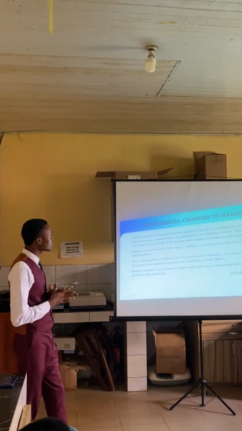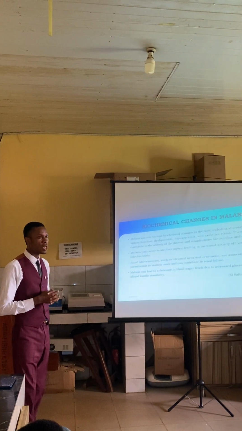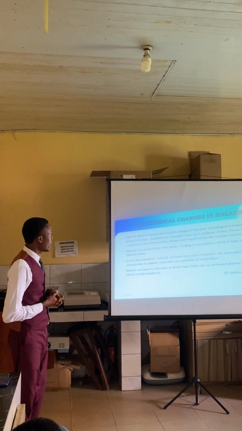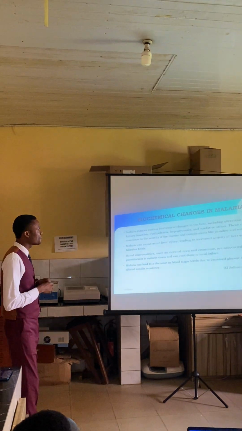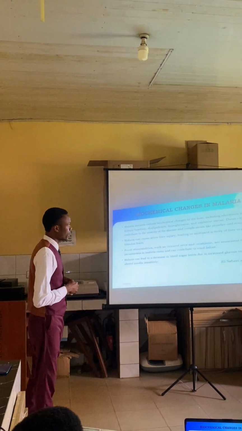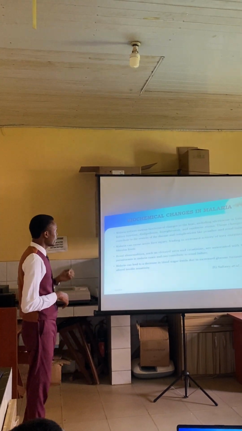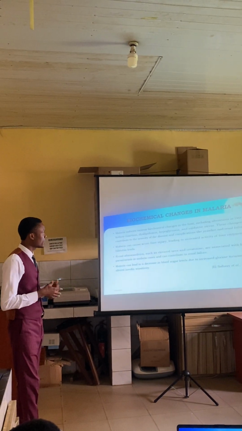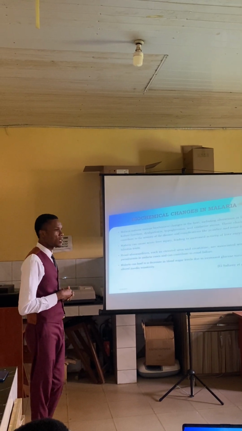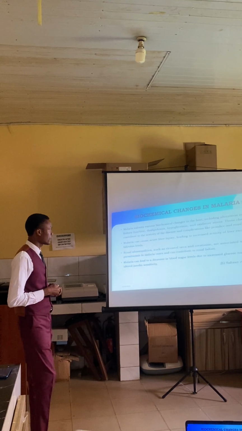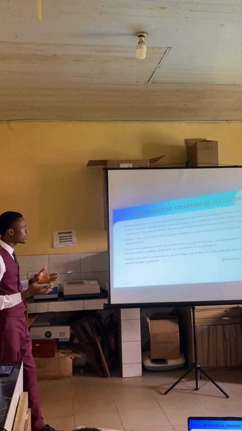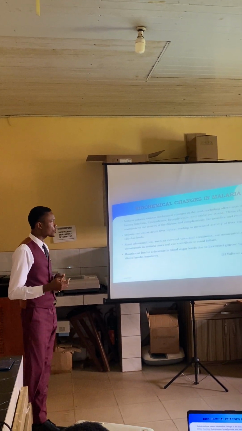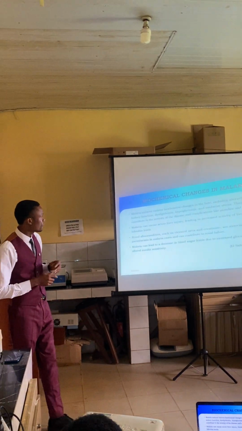So this brings me to the crux of this study, the biochemical changes in malaria. As we have seen, malaria induces various biochemical changes in the host, including alterations in the liver and the kidney. It even causes dyslipidemia, hypoglycemia, and leads to oxidative stress. These changes can contribute to the severity of the disease and complications like jaundice and renal failure.